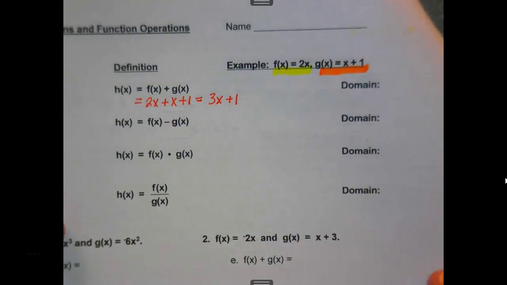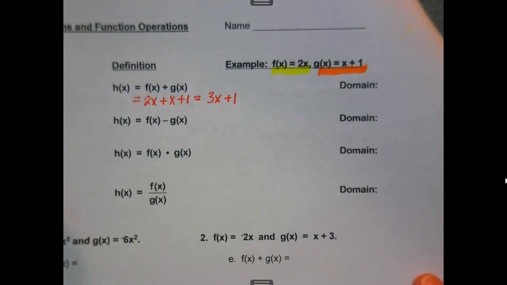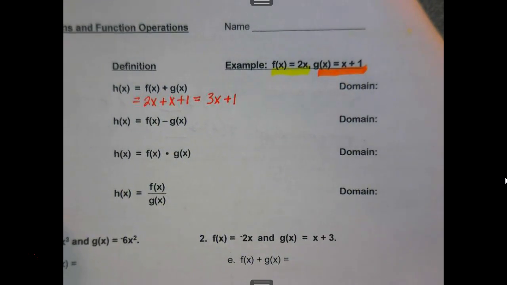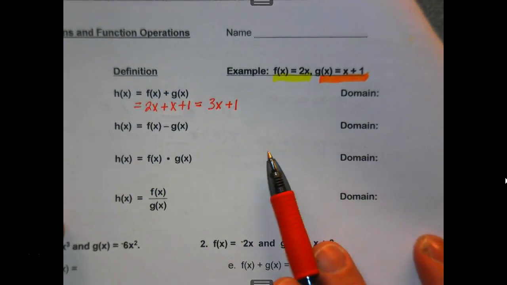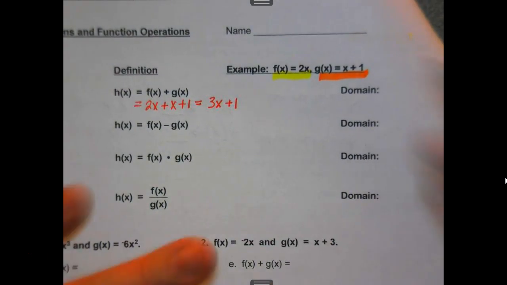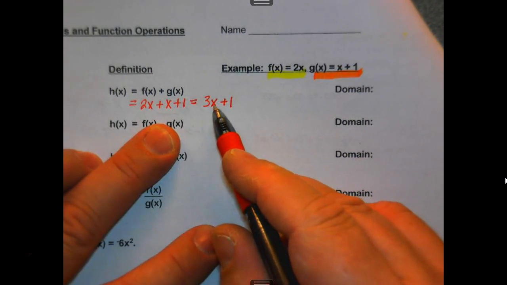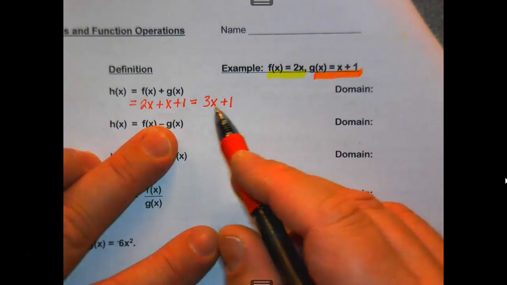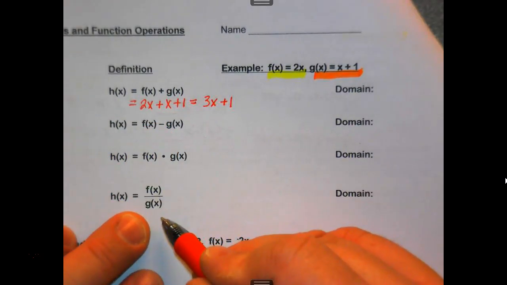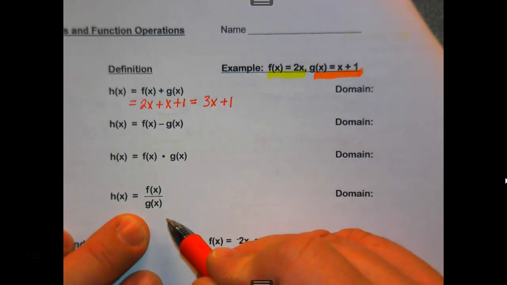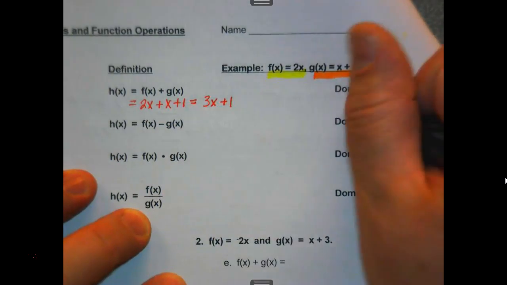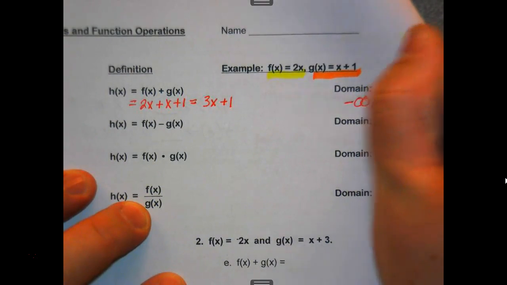Okay. Are there any domain restrictions? Can x equal any number? Yes. The only time you're going to get a domain restriction is in division where the g of x can't equal 0. Our domain is all reals, negative infinity to positive infinity.